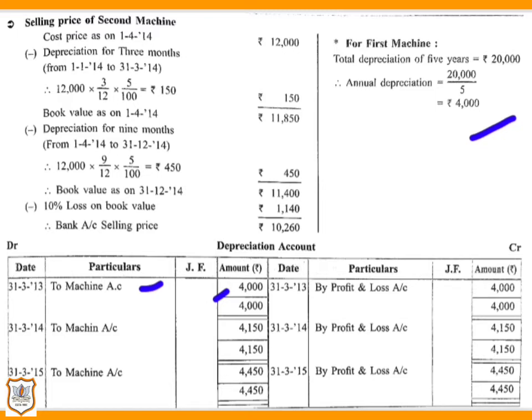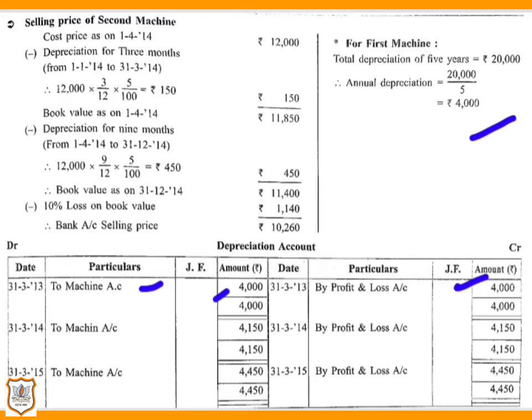Now we will transfer the depreciation amount to the profit and loss account. So here we will record it on the credit side of the depreciation account. Amount is rupees 4,000, and in the particular column we will write "By profit and loss account". Date is 31st March 2013.